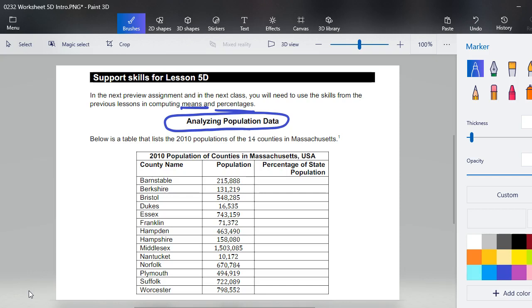Below is a table that lists the 2010 populations of the 14 counties in Massachusetts. This is a great time to hit pause, go do questions 1 through 4, and then come back and let's do these together.